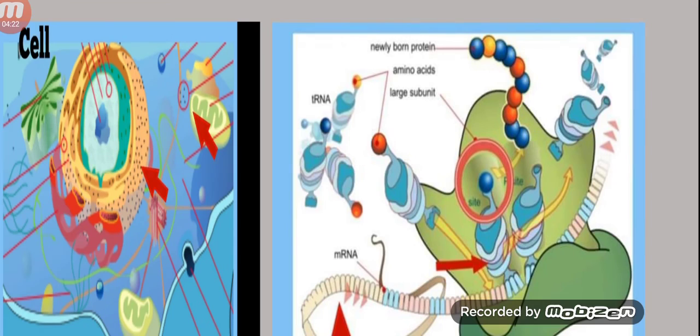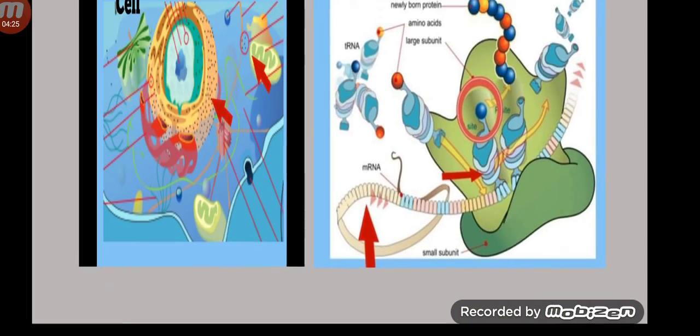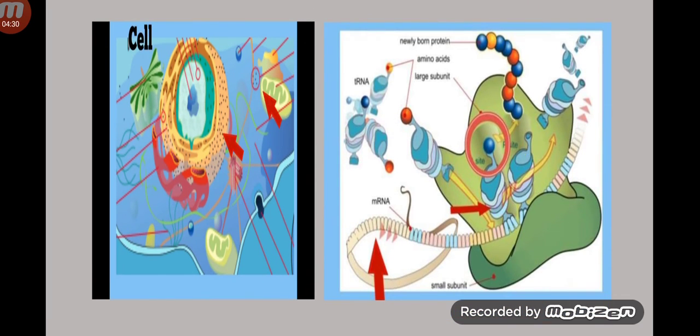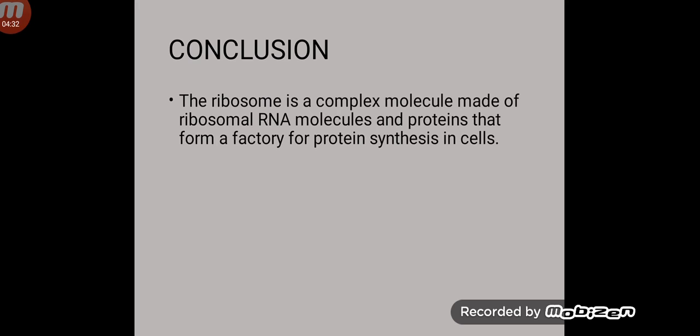So tada! This is how they are made. And the last slide, conclusion. Conclusion: the ribosome is a complex molecule made of ribosomal RNA molecules and proteins that form a factory for protein synthesis in cells. So I highly agree that it is a very complex molecule made of ribosomal RNA because its job is not normal.